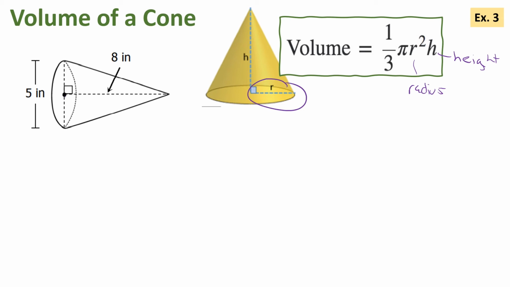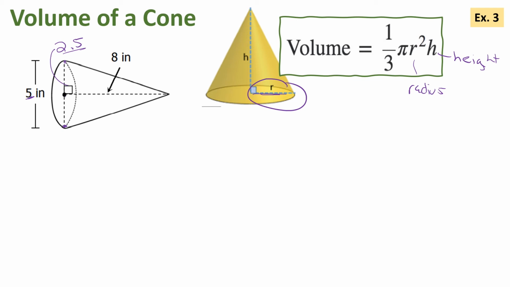In this particular cone that we're given, for example, we're given the diameter, which is the length of the entire circle, from one end to the other, right? But the radius would be half of that, which would be 2.5. I just took half of 5. So the radius of this cone is 2.5. I just took half of 5 because I only want this part here.